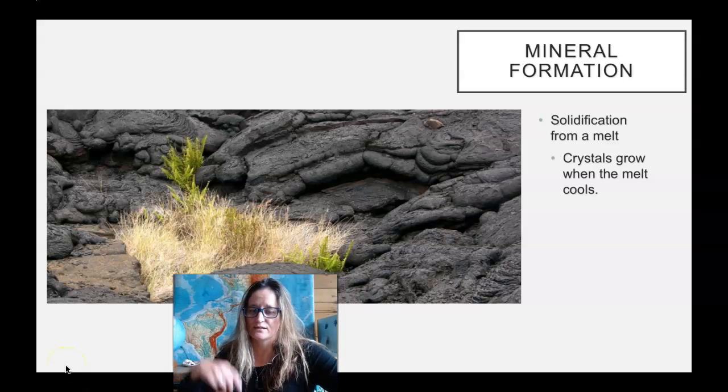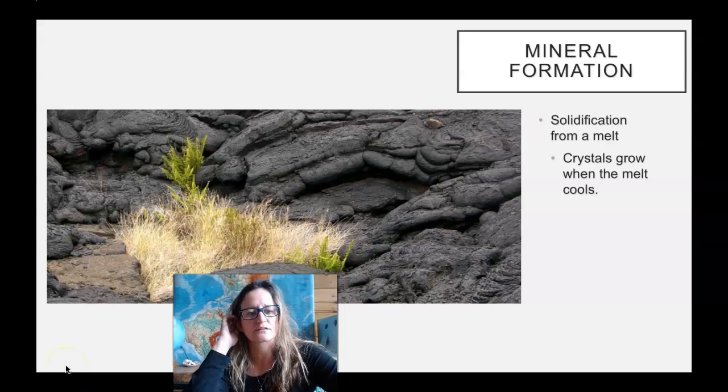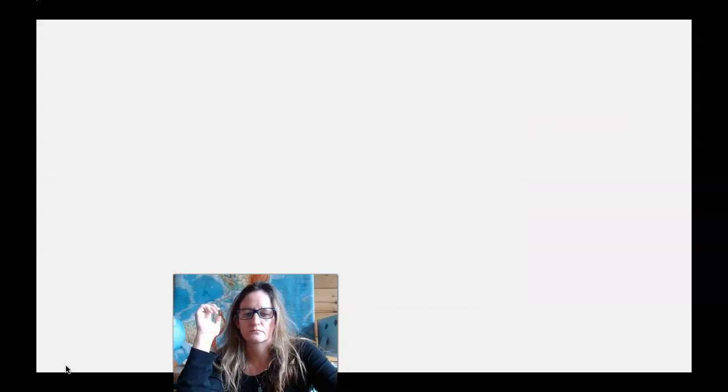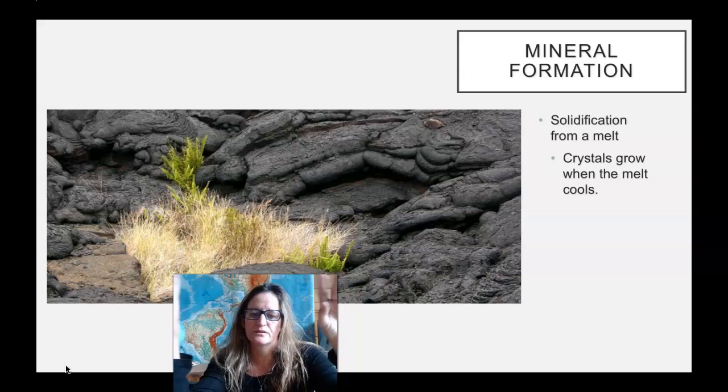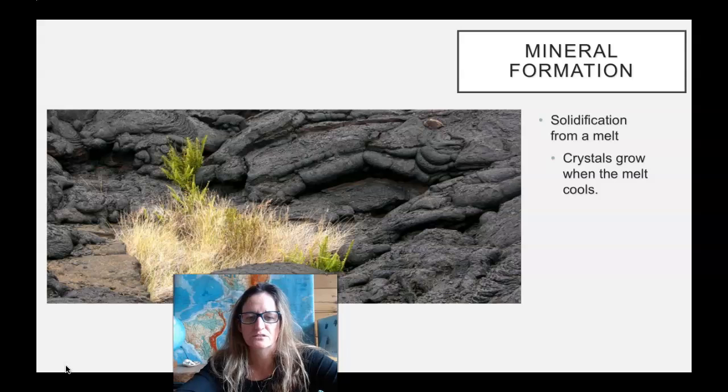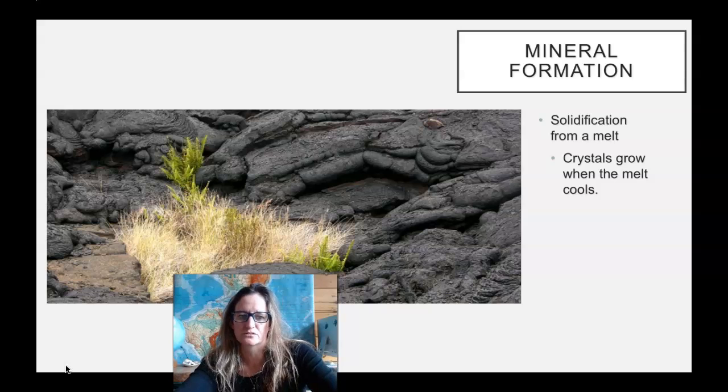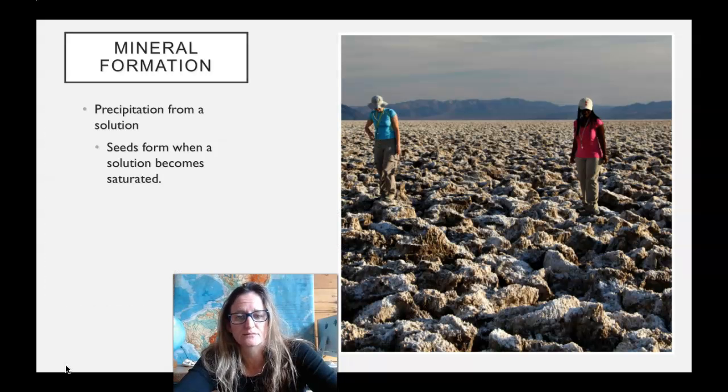Minerals grow in different ways. One way is solidification from a melt. This rock here is a basalt. There's ropey, swirly formations. That is called a pahoehoe basalt. And the basalt, even though you can't see the crystals, is made up of minerals that are teeny tiny microscopic crystals. And the crystals are going to grow when that molten rock cools and they crystallize.